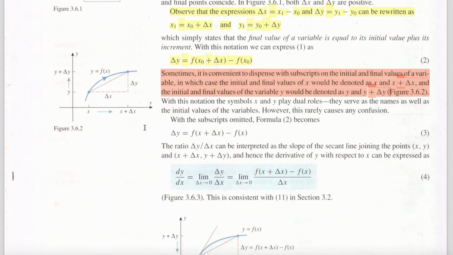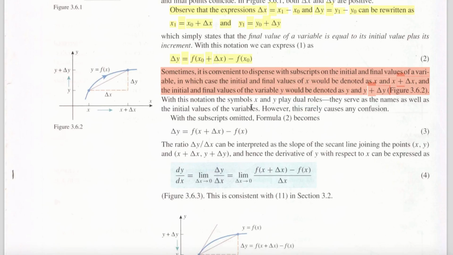Sometimes it is convenient to dispense with subscripts on the initial and final values of a variable, in which case the initial and final values of x would be denoted as x and x plus delta x. And the initial and final values of the variable y would be denoted as y and y plus delta y. With this notation, the symbols x and y play dual roles. They serve as the names as well as the initial values of the variables. However, this rarely causes any confusion.